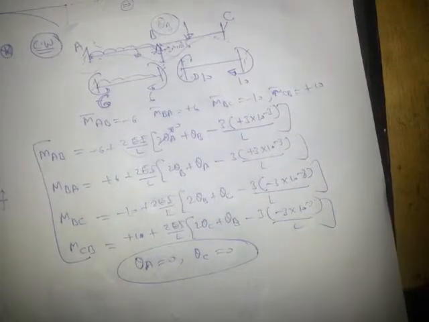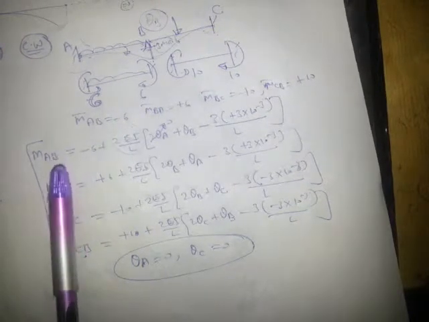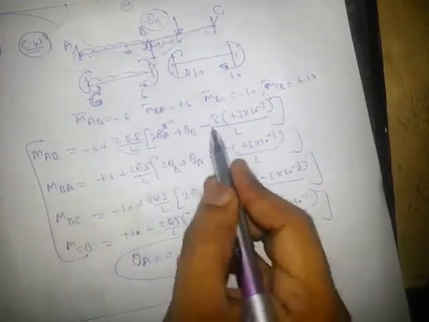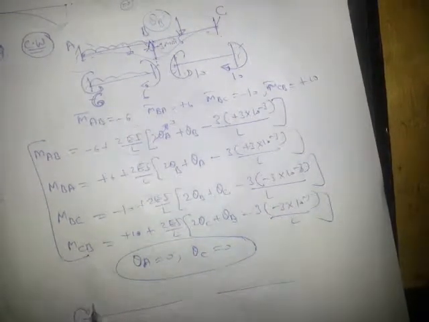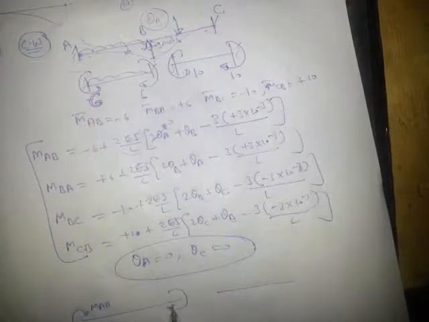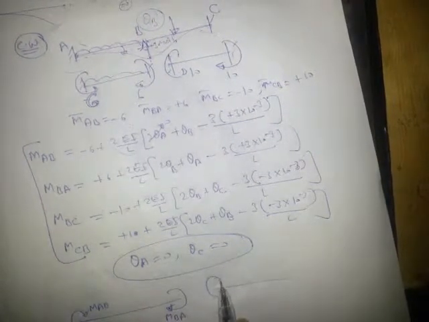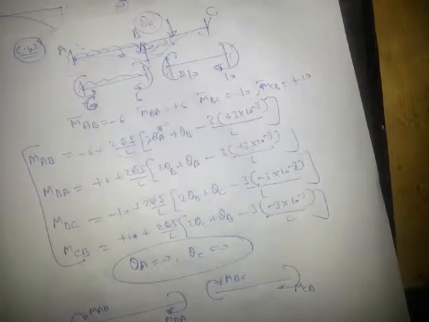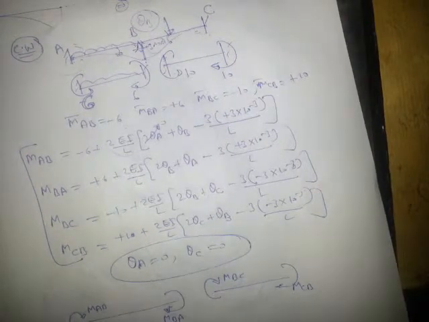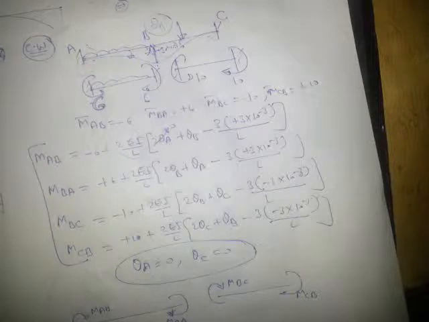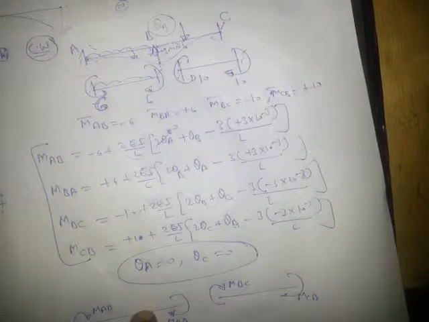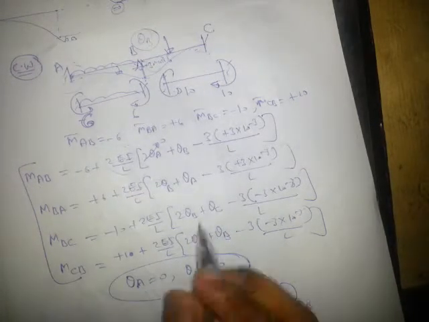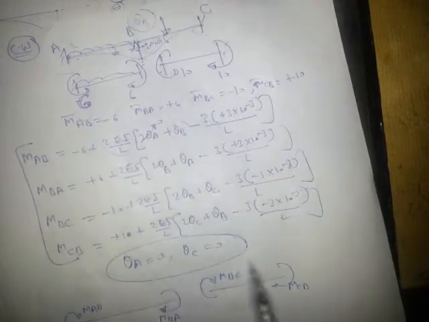So the final answers are MAB, MBA, MBC, MCB, and we will draw them now like this. We have assumed all end moments clockwise, so this is MAB, this is MBA, this is MBC, this is MCB. If all values are plus, then we write the signs in this manner. But if any value is negative, that clockwise sign becomes anti-clockwise. But how can we find these values? This theta B is unknown. How to calculate theta B?